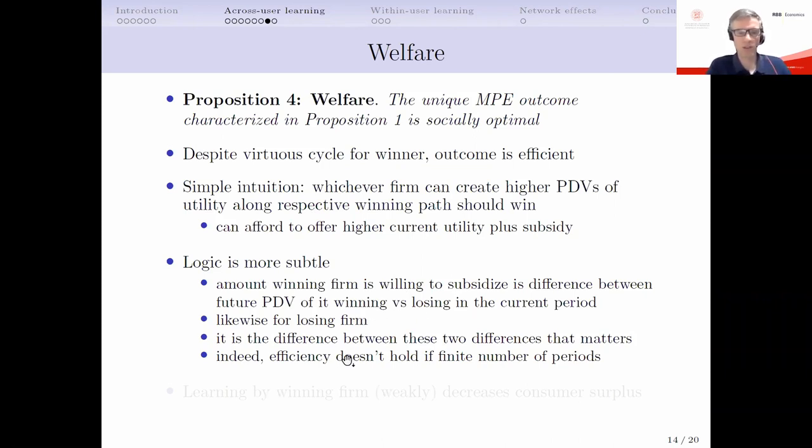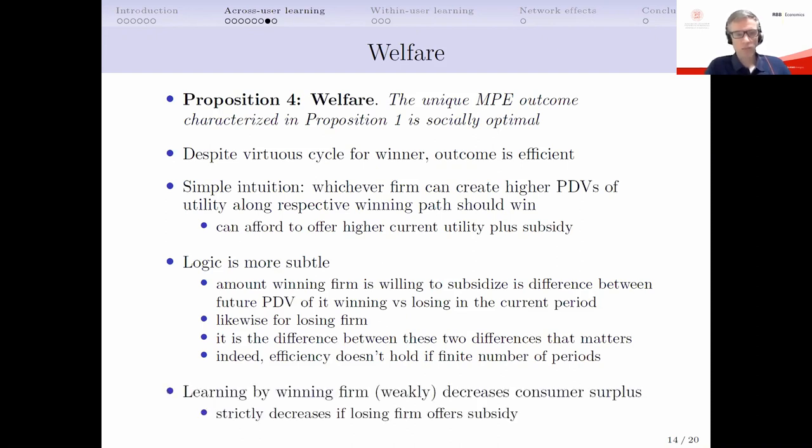And to show that it's not obvious, if we do the model with a finite number of periods instead of an infinite number of periods, we can solve the same model, but we don't get that efficiency result. In the finite period version of the model, if you take the limit as the number of periods goes to infinity, then we get back both the equilibrium in proposition one and the efficiency result here. So you only get this efficiency result in the infinite period version.